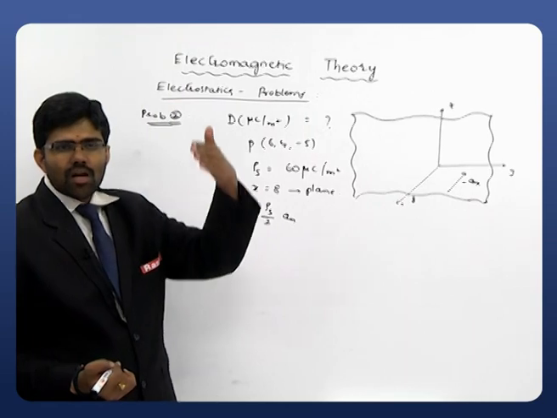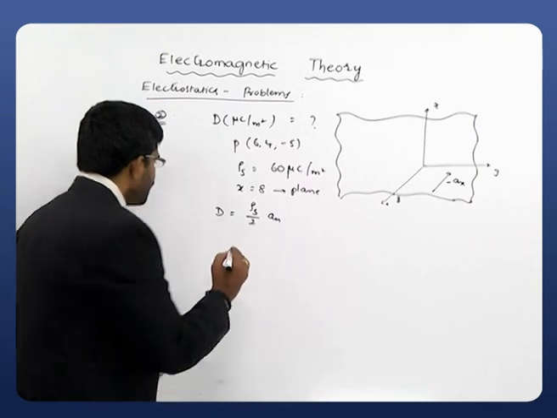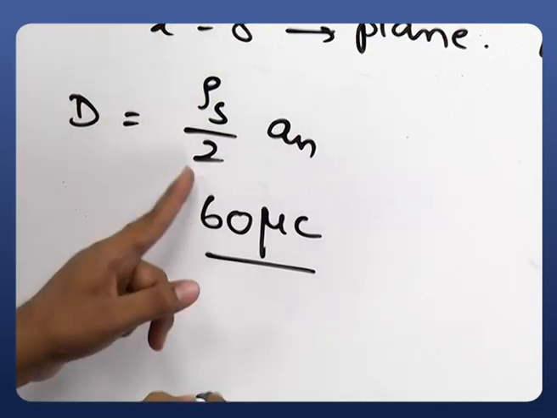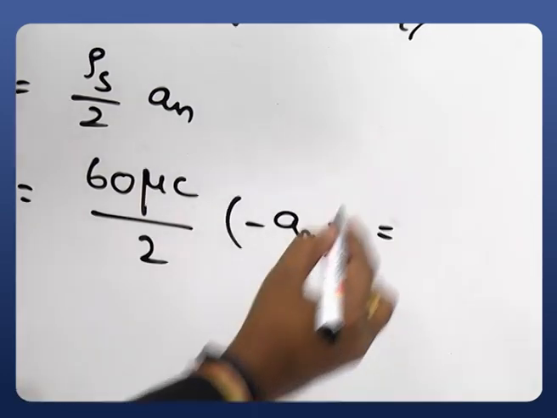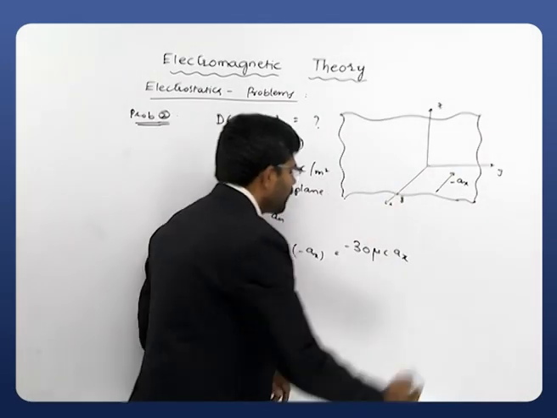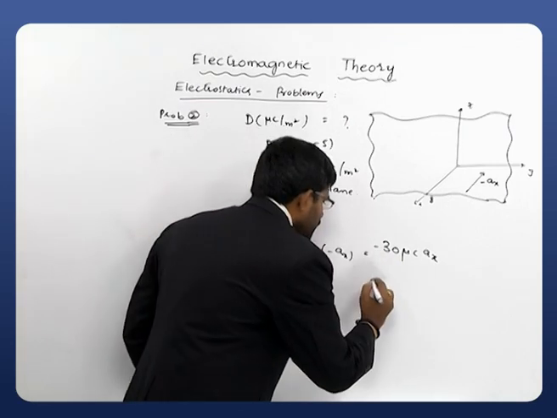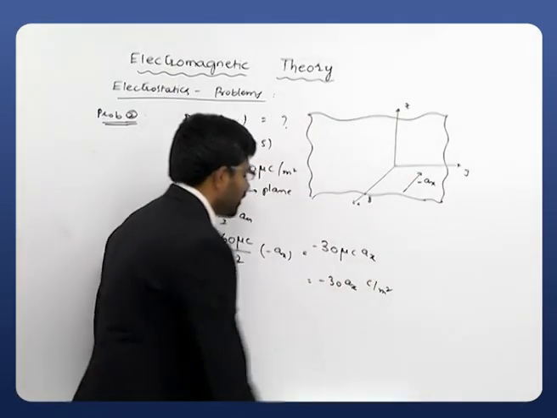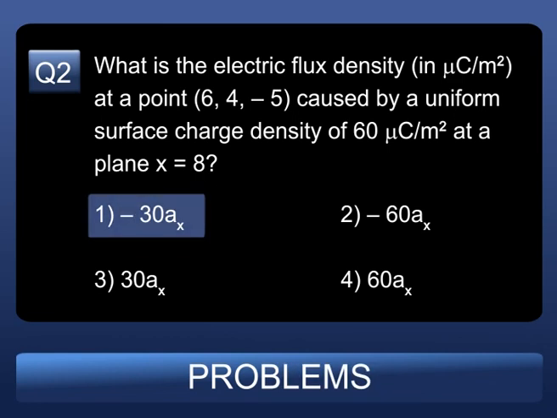So a normal which is drawn from the sheet to the point is now minus ax. Just substitute here. Then what is rho s? 60 microcoulomb divided by 2, and instead of this normal vector I will write minus ax, that is 30 microcoulomb, minus 30 microcoulomb ax. The answer was asked in microcoulomb per meter square, right? So simply it is minus 30 ax coulomb per meter square. So minus 30 ax coulomb per meter square is our answer.